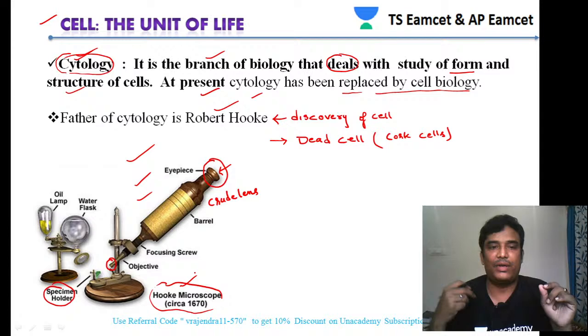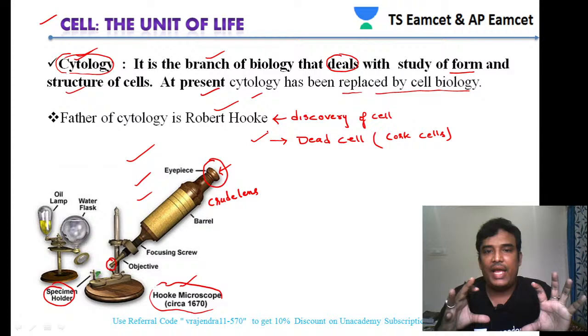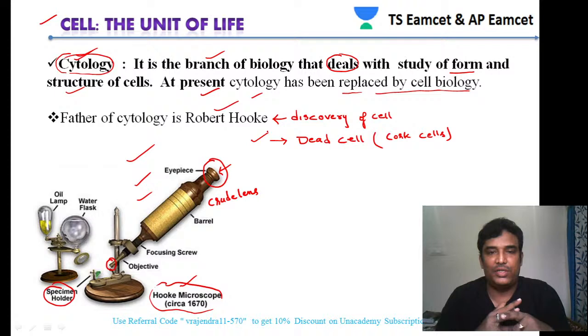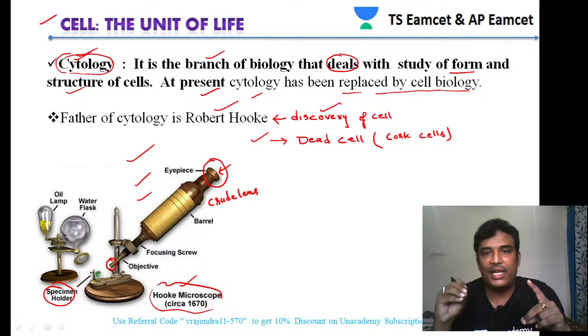With his microscope, he discovered the cell, and the cell he discovered is a dead cell. He extensively studied cork cells. Because of his extensive studies on these cells, he is considered the father of cytology. In a multiple choice question they will ask you: Robert Hooke's discovery is related to the cell, no doubt about it. He discovered the cell in a dead cell.